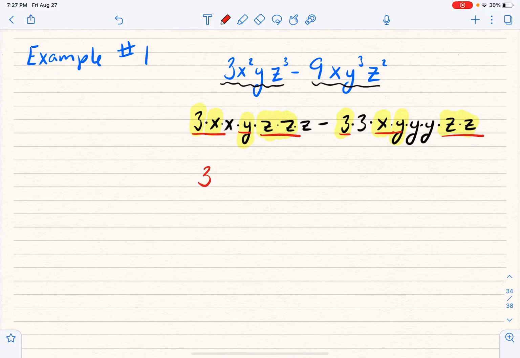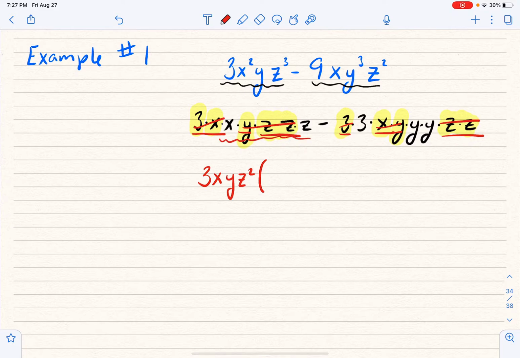The thing that factors out is going to be 3x, y, z squared. Those are all the things that the two terms have in common. And when you factor that out to the front, you can basically cancel those out from right here. And you're going to go, okay, so what do I have left?